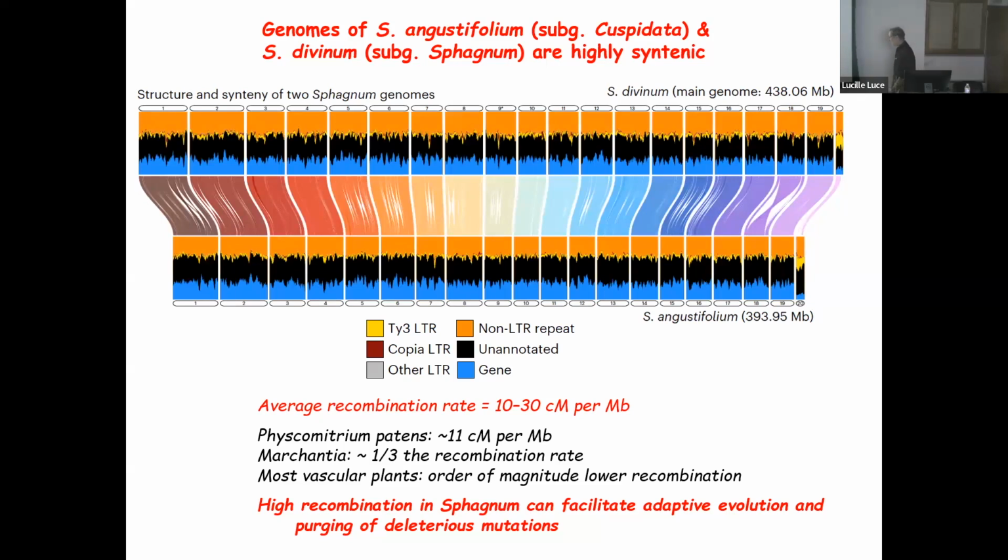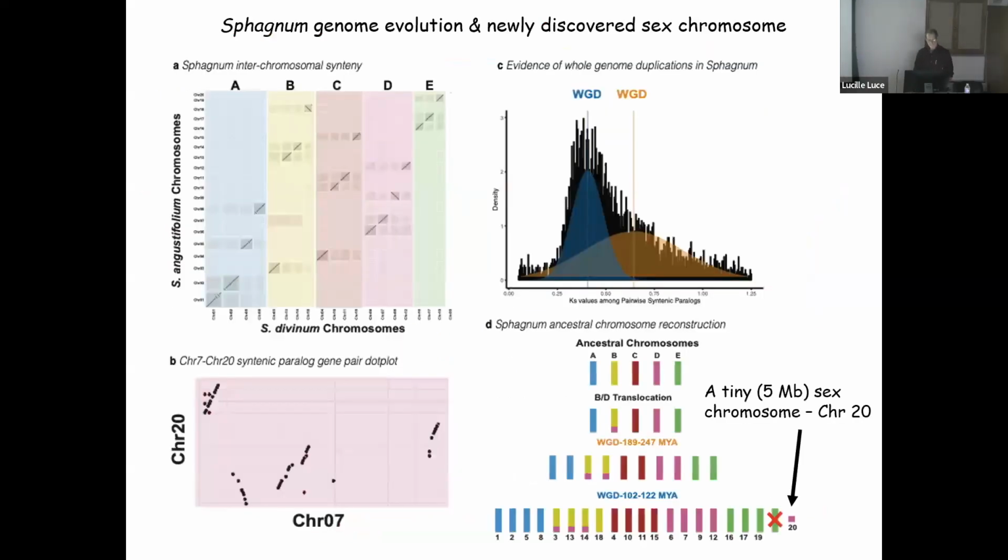And that has a number of ramifications. One is it can facilitate adaptive evolution by a lot of recombination. It can also facilitate the purging of deleterious alleles. And so it's a useful characteristic.